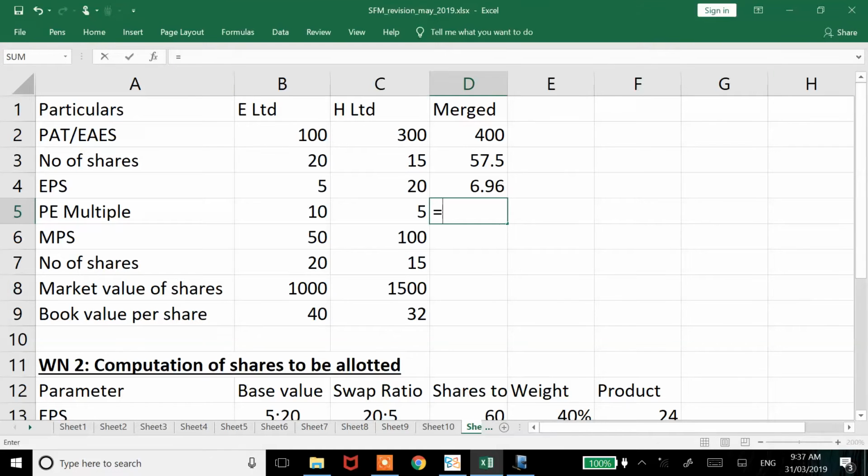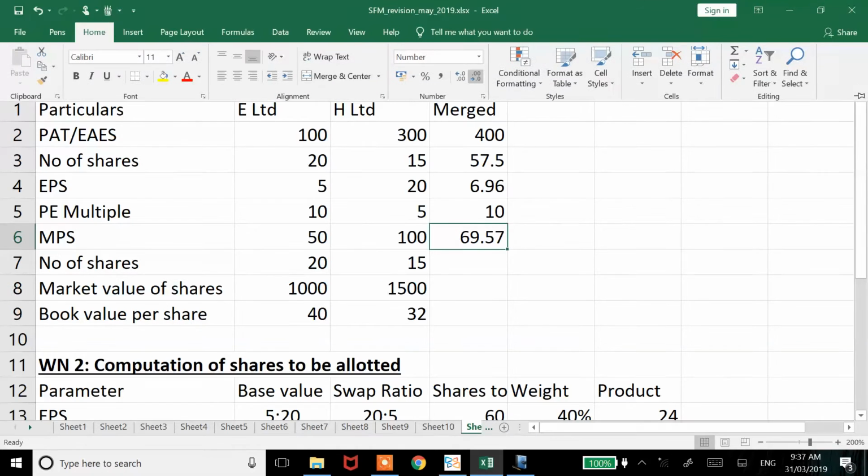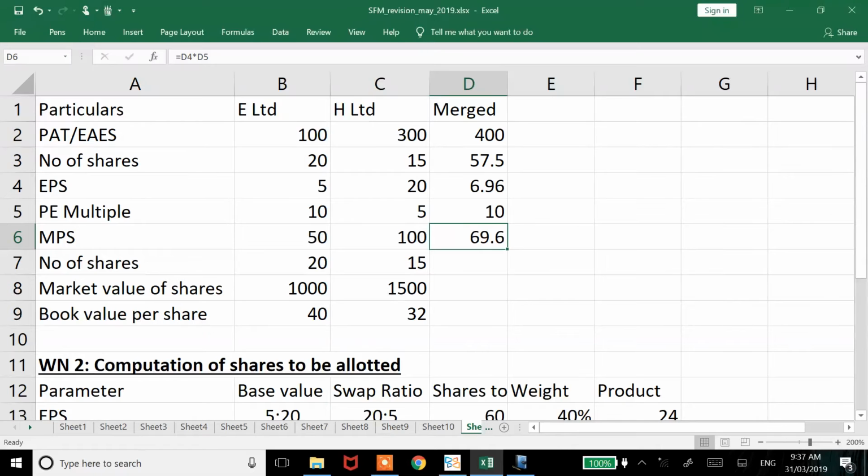P multiple will continue to be 10. Price will become 69.6, or 69.56, whatever, it doesn't really matter. 69.6 should be the price. Number of shares will continue to be 57.5. You may get a little different answer. I have not done any rounding off here. You would have done rounding off.